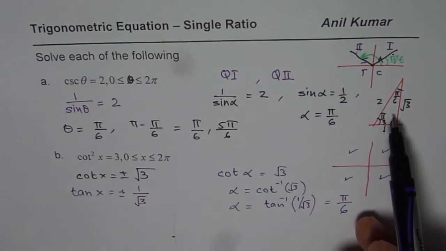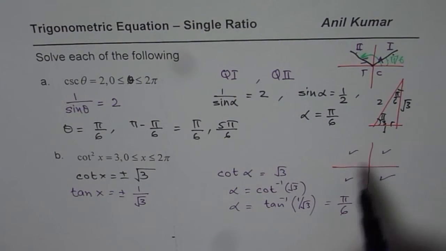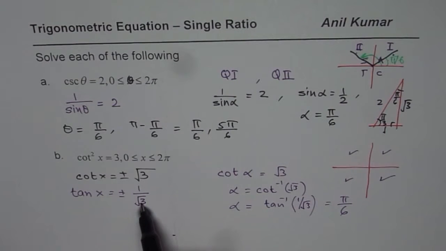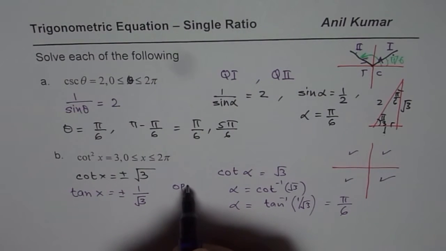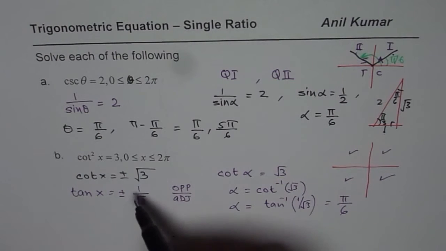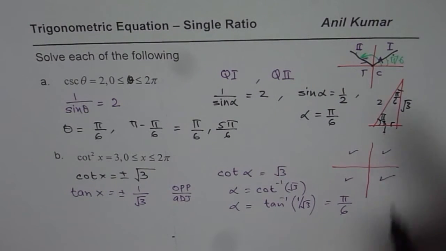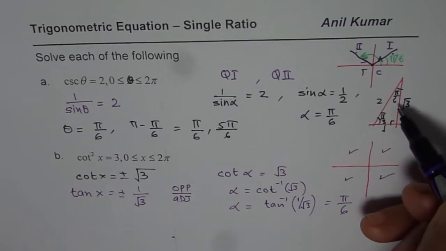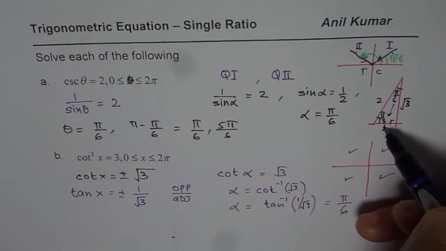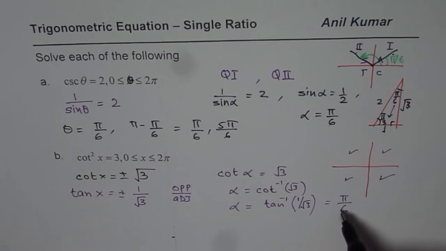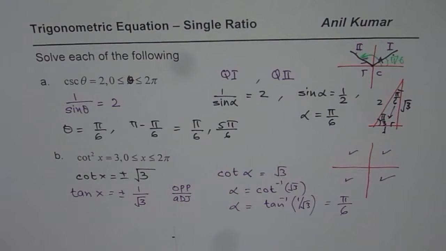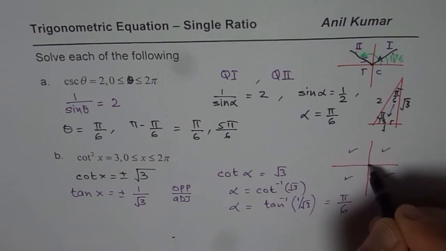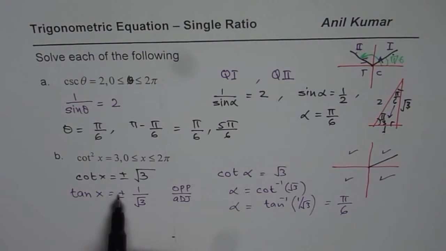You could have also used your special triangle. Either way you work. You are looking for tan as 1 over square root 3. Tan is opposite over adjacent, right? So the opposite side is 1, adjacent is square root 3, angle is pi by 6. You could have used the special triangle and got your answer. Opposite is 1, adjacent square root 3. So you get your reference angle, and that is pi by 6. That is one answer. You need 4, correct?